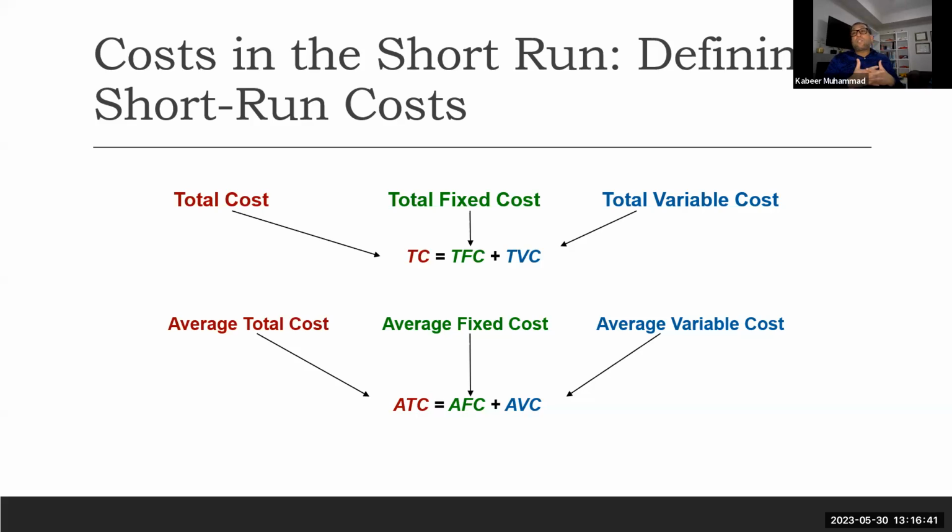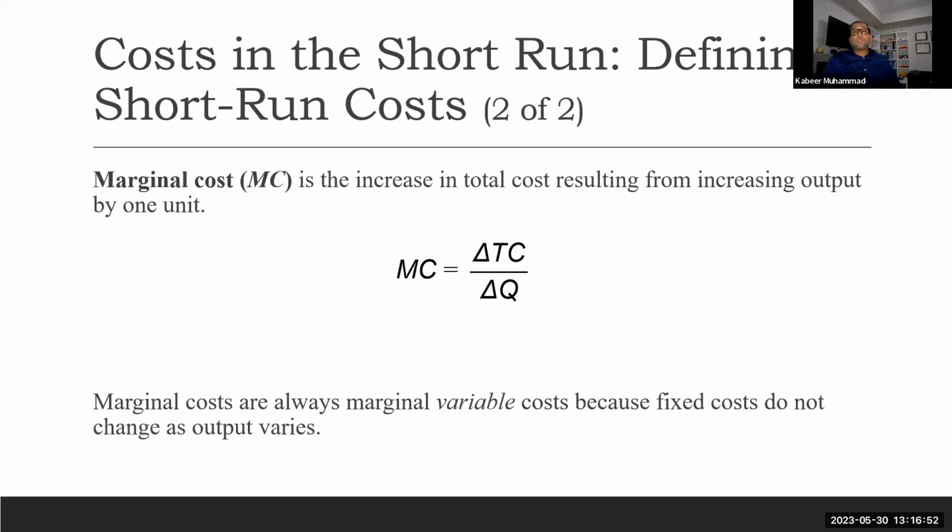Now we can take the averages of these as well, like average total cost, average fixed cost, average variable cost. But again, the relationship stays the same: average total cost is equal to average variable cost plus average fixed cost. Then comes the marginal cost idea: what is the cost if we produce one more unit? Normally, when we are producing output, we decide how much to produce based on our marginal cost. So marginal cost is the increase in total cost resulting from producing one more unit.